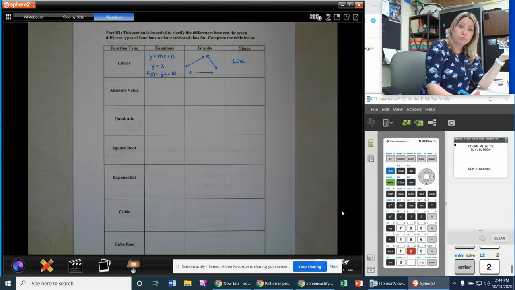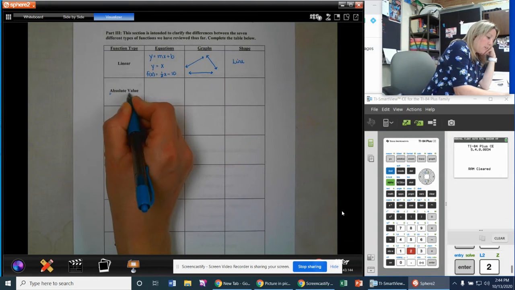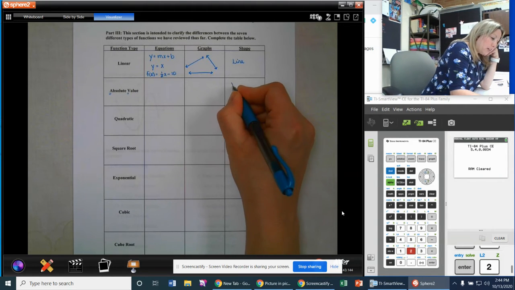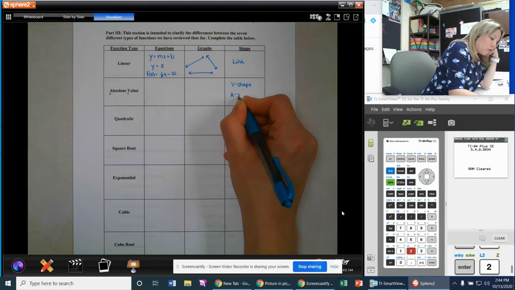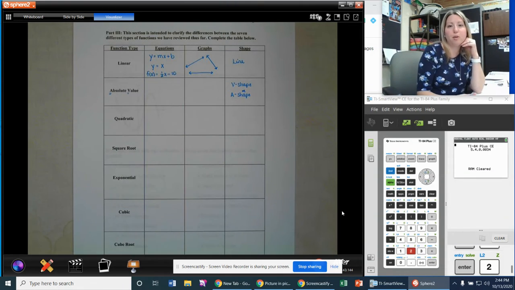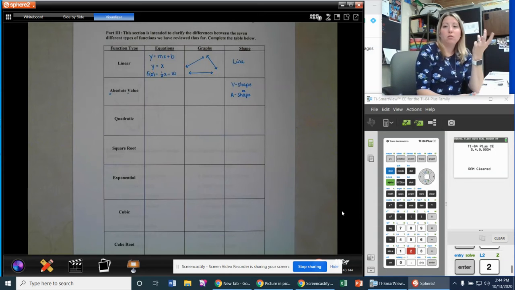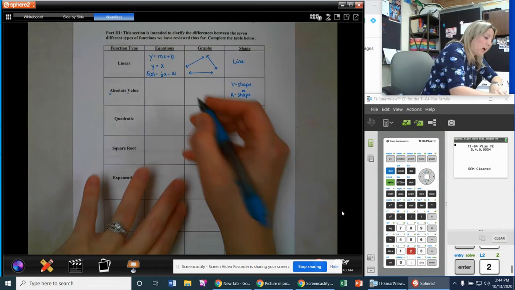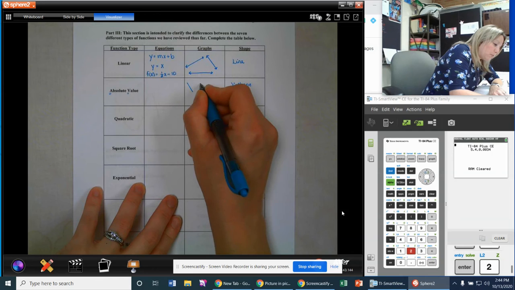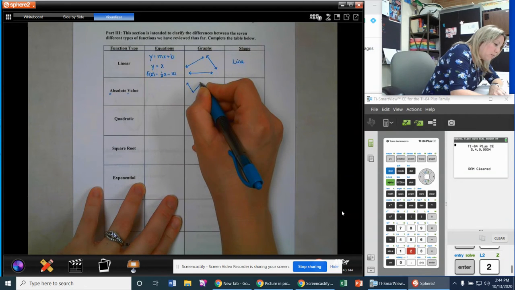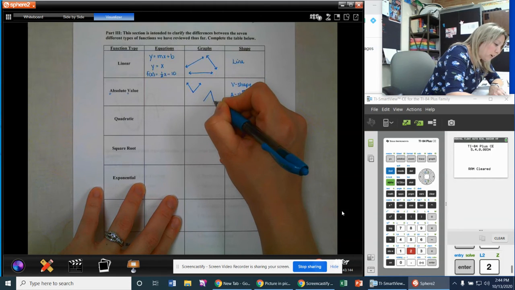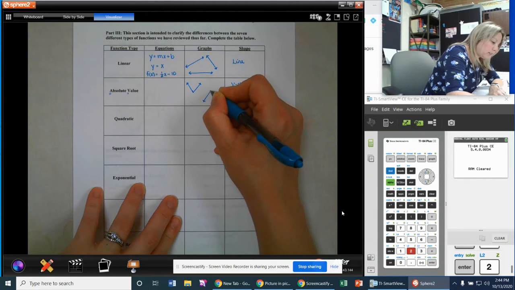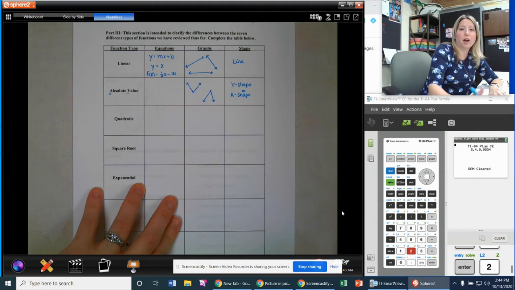Absolute value. I love absolute value because of the A and the V. And that's the shape, right? V shape or an A shape. So I can actually go backwards here. The graphs are a V shape, so two lines that meet at a vertex like this, or an A shape, and I'll make this one a little more narrow. Two lines that meet at a vertex like this. Those are absolute value functions.